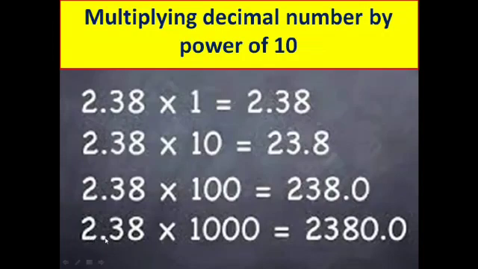Now 2.38 into 1000. It will move three places. 1, 2, but we don't have the third place. What will we do? We will put 0. If we have fewer places, then we will put 0 from our side. So it will be 2380. And one extra 0 I'll put, because after the decimal there should be some digit.